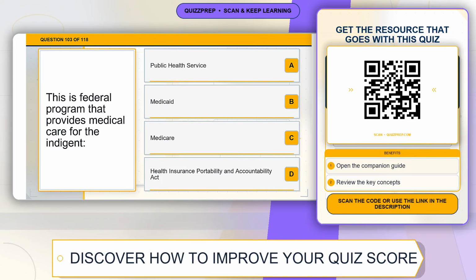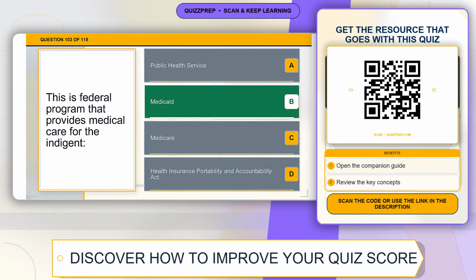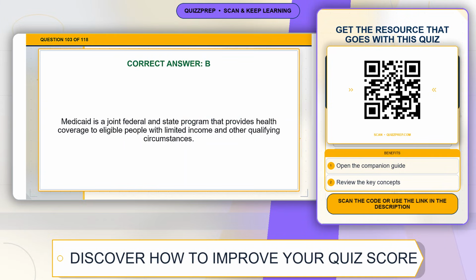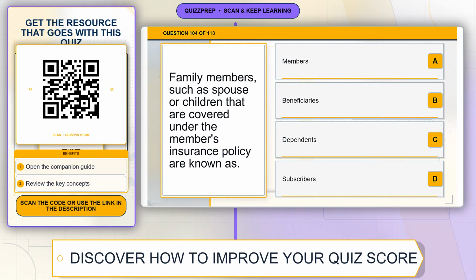Question 103. This is federal program that provides medical care for the indigent. Option A, Public Health Service. Option B, Medicaid. Option C, Medicare. Option D, Health Insurance Portability and Accountability Act. The correct answer is option B, Medicaid. Explanation: Medicaid is a joint federal and state program that provides health coverage to eligible people with limited income and other qualifying circumstances.